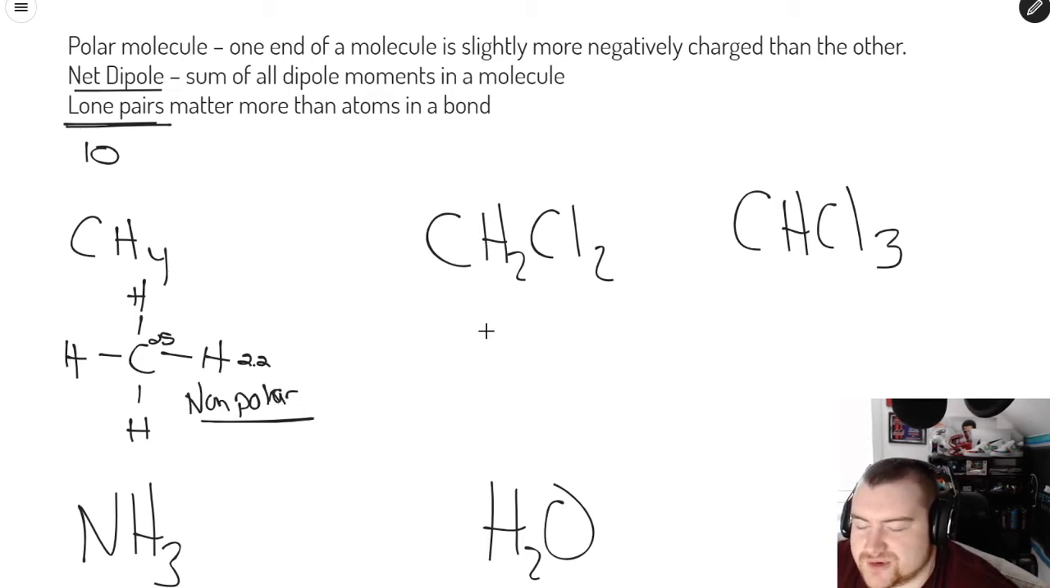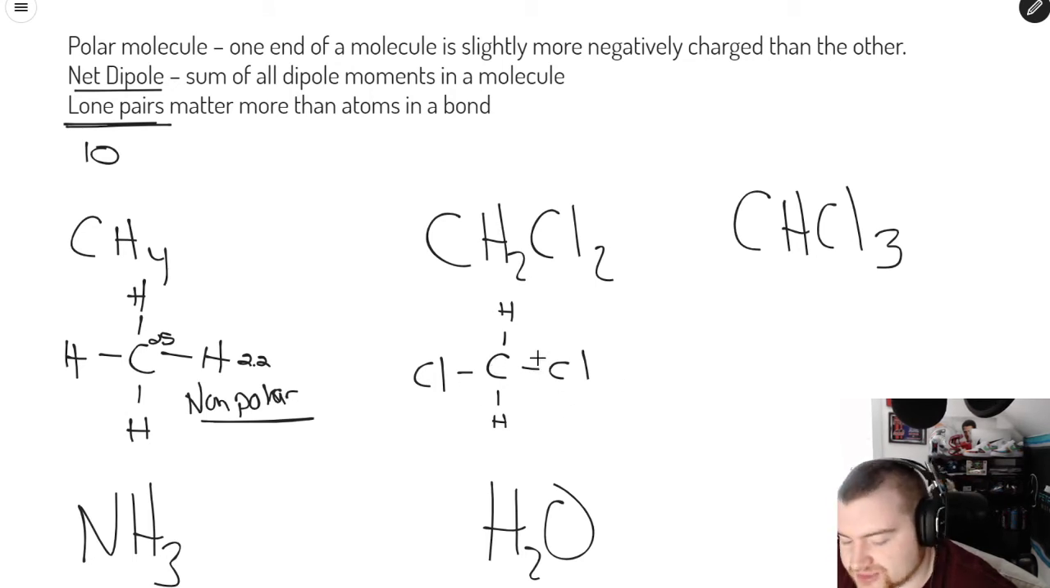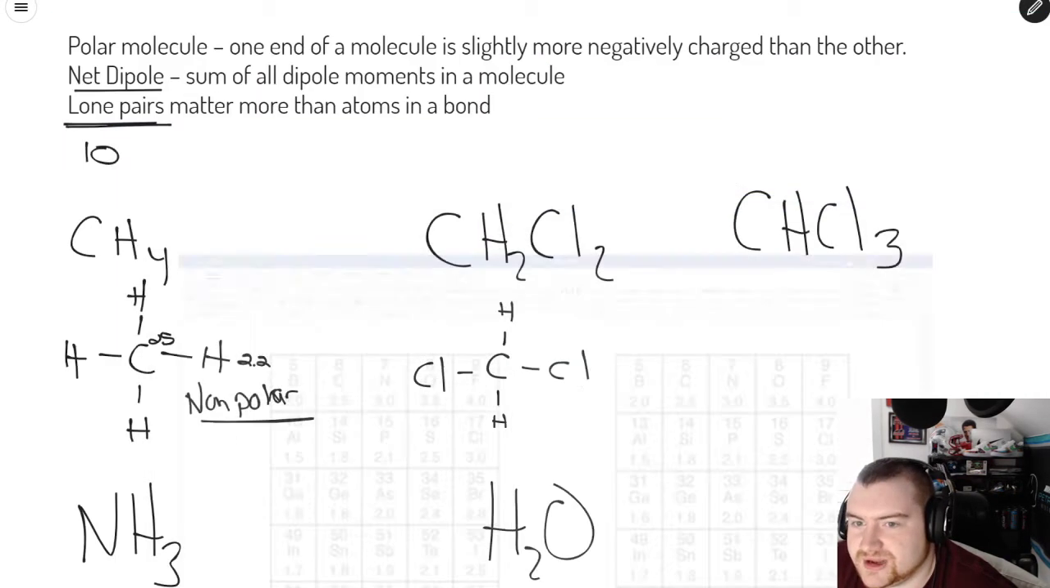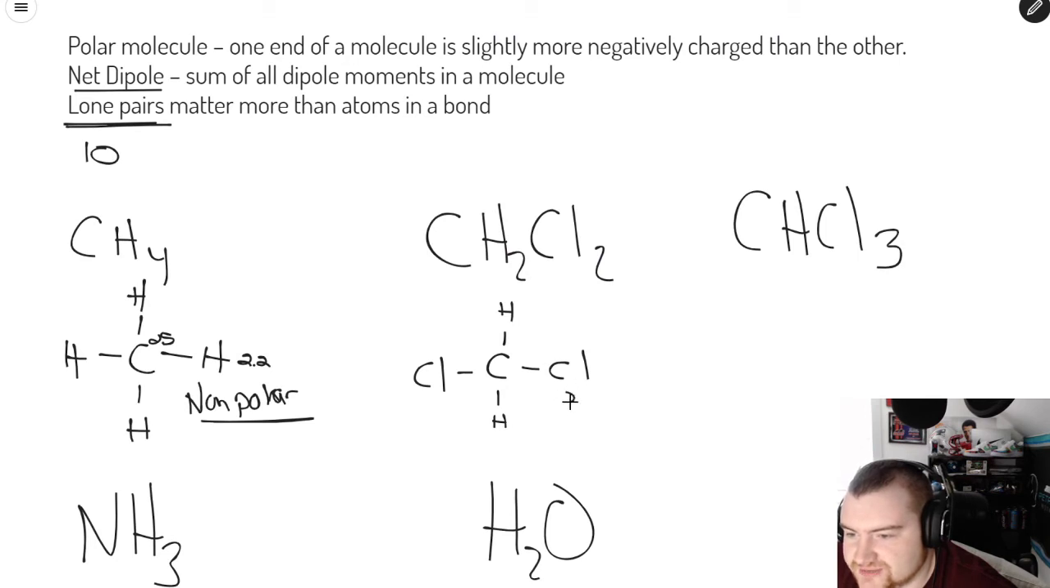Okay, going over here, we have carbon, chlorine, 2 hydrogens, and another chlorine. So in this case, if it's drawn like this, we have to say, okay, what are the polar bonds? Carbon to chlorine is a polar bond, because if you look back at this, chlorine is 3.0, carbon is 2.5. So that's greater than 0.4. So this is a polar bond.